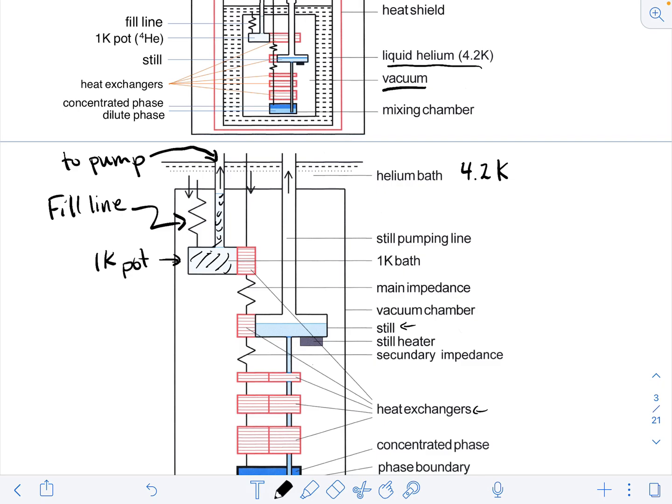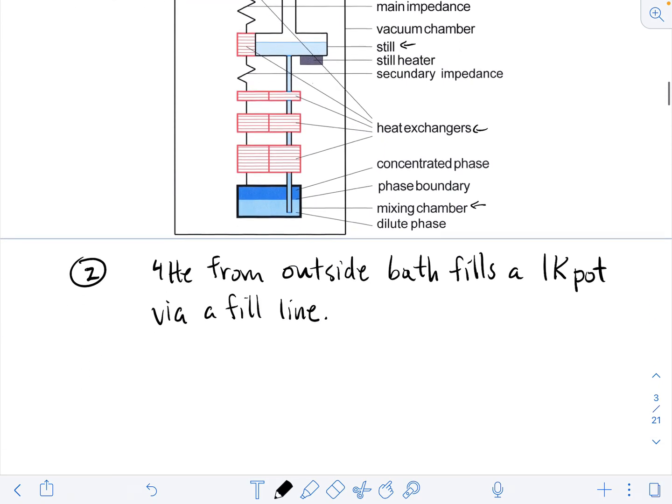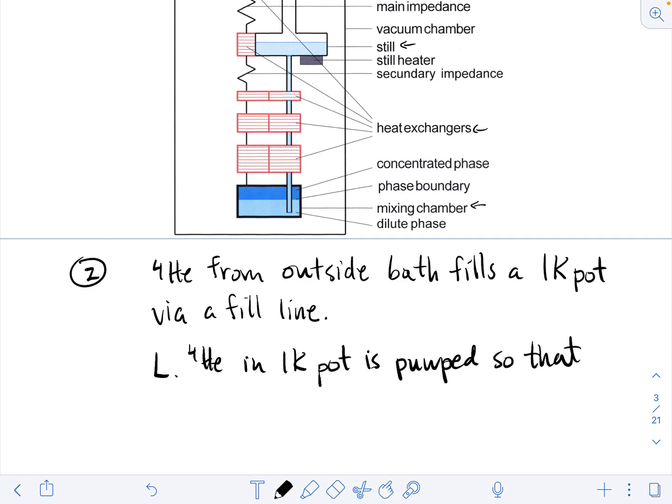Because we're pumping on it, the vapor pressure above that liquid is reduced, and we get some cooling just by evaporative cooling. So the liquid helium-4 in the 1K pot is pumped so that it reaches a temperature of maybe between 1.2 and 1.5 Kelvin.